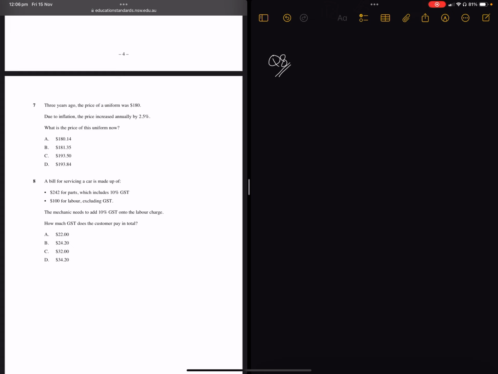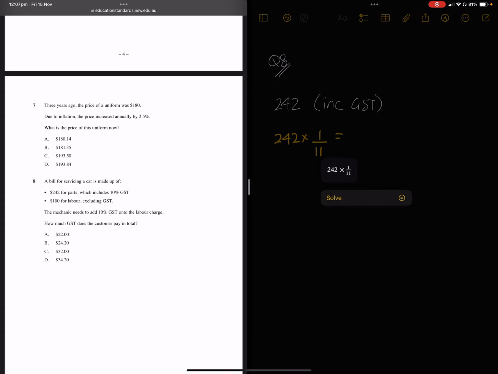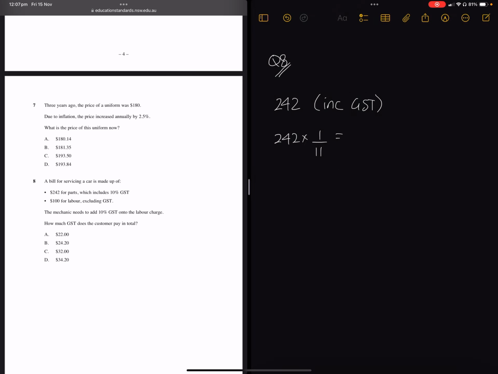Well, the 242 includes GST. So 242, this is inclusive of GST. Now, if you have a number inclusive of GST and you want to find what the GST is, you multiply that number by 1 on 11. So 242 times 1 on 11 is 22. So $22 GST was paid on the parts.